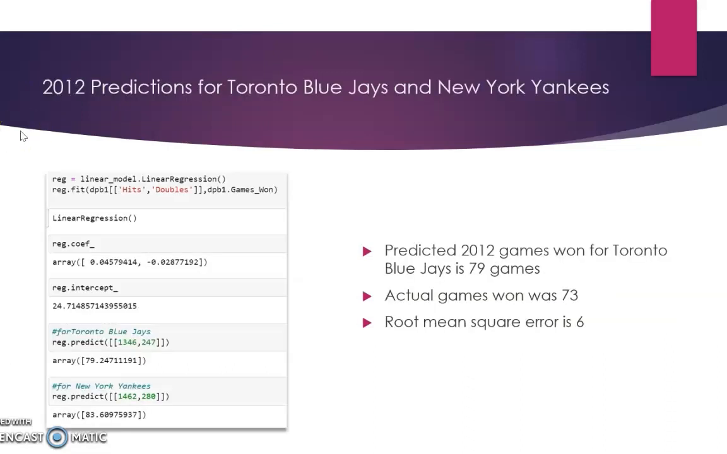For 2012, the predicted number of games won for Toronto Blue Jays was 79, and the actual games won was 73. This resulted in a root mean square error of 6. On the other hand, the predicted games won for New York Yankees was 83, and the actual games won was 95, resulting in a root mean square error of 12.